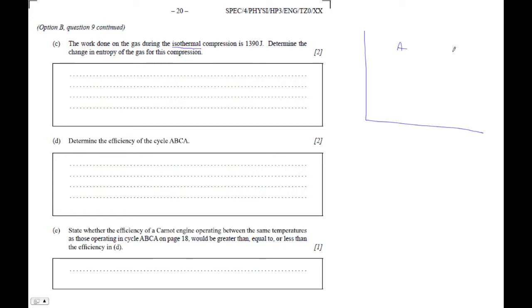Here's A, here's B, here's C. I'm sorry, CA. The process CA is an isothermal. Let's make sure I'm saying the right thing. Yeah, the process CA is isothermal. This is beautiful because this means it operates at a constant temperature, right? The temperature is 400 kelvins, right?